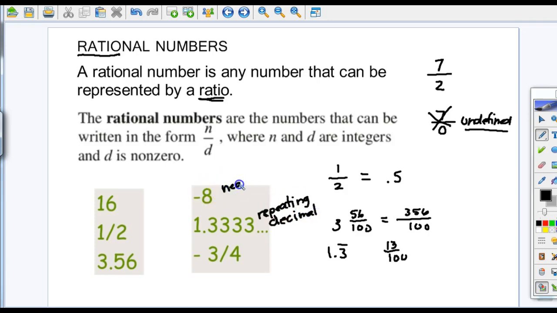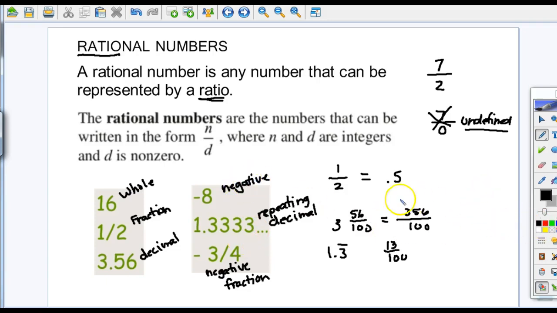Negative numbers are rational numbers. This is a whole number or a counting number, a natural number. These are rational numbers. This is a fraction. It can be written as a ratio. It's a rational number. Here we have a decimal. It is a rational number. Here I have a negative fraction. It is a rational number. So here we have at least 6 different types of rational numbers.